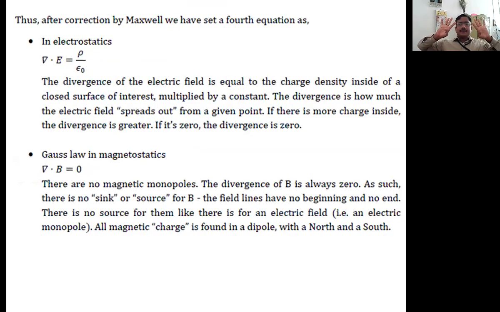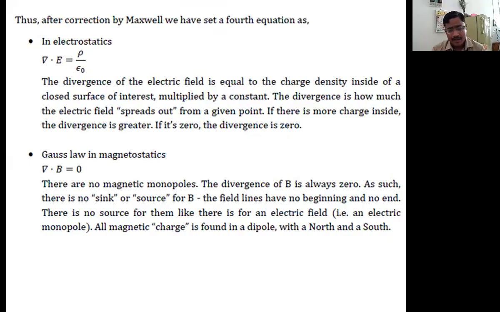Now Maxwell, when he observed this, had 4 equations. As I told you, in electrostatics we have Gauss law, in magnetostatics we have Gauss law, we have Faraday's law, and the 4th equation was Maxwell's correction to Ampere's law. 3 equations he took as they are, and the 4th equation he corrected. Now, as Maxwell was having these 4 equations, each equation has some significance.